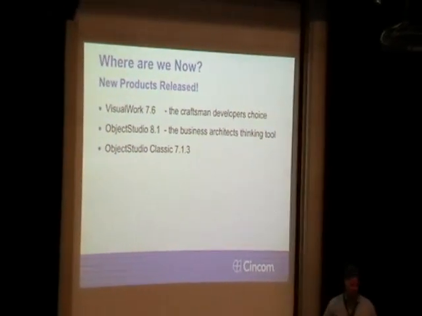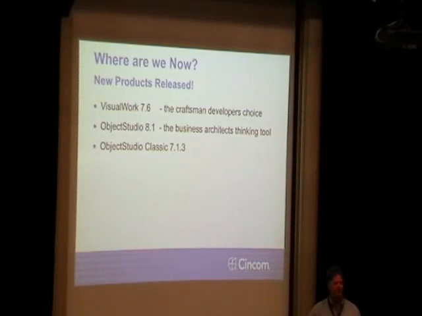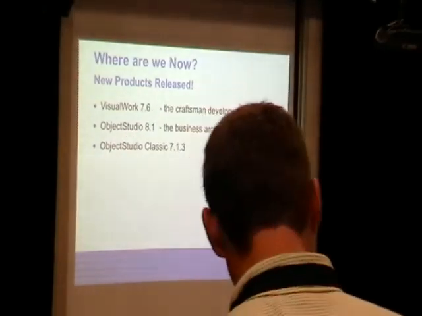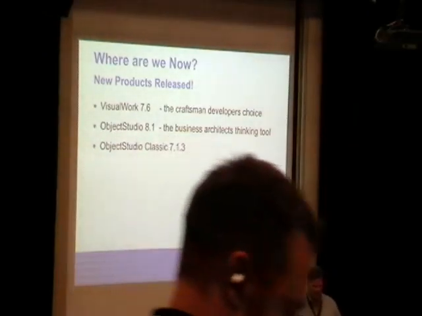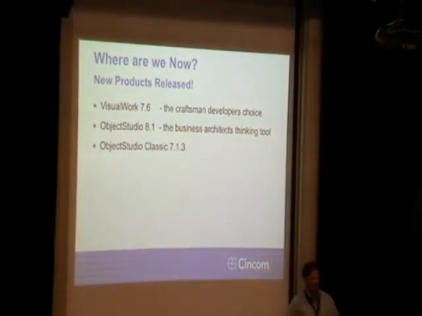So where are we right now? Back 3 months ago, we released 3 new products, or 2 major, one maintenance release. We released VisualWorks 7.6, and we basically coined that as the craftsman developer's choice for using Smalltalk. ObjectStudio 8.1, more of a business architect's thinking tool. And we put out a maintenance release of ObjectStudio Classic. We're trying to move customers up to the ObjectStudio 8.1 version, which uses the VisualWorks engine.